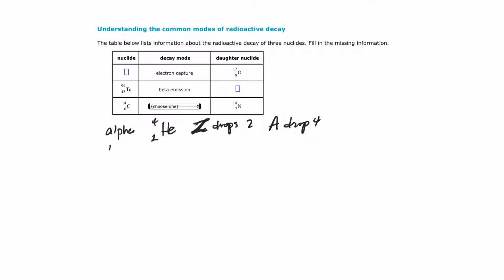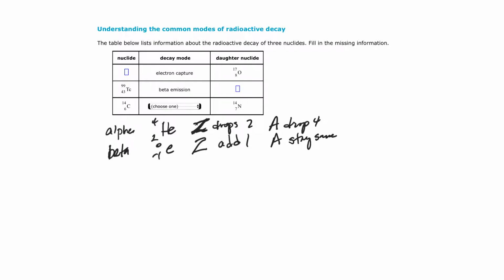A beta particle is really just an electron. It's a very high speed electron. So it has a charge of -1. It has basically no mass. And so your Z is going to do what? Well, if you spit out a -1, that's the same as adding a charge. Your daughter nuclide will actually add 1. But since the electron has no mass, your A will stay the same.